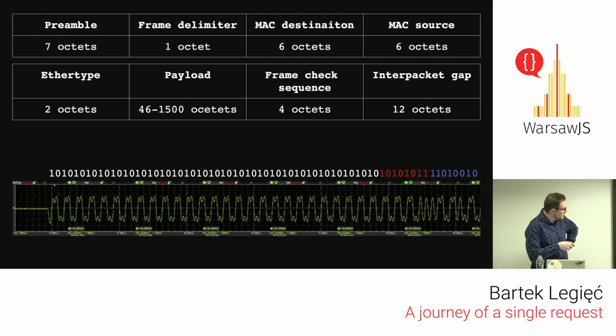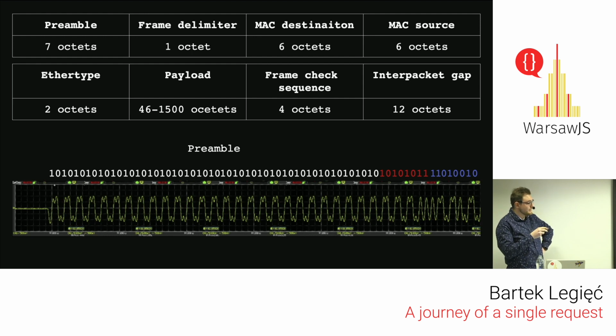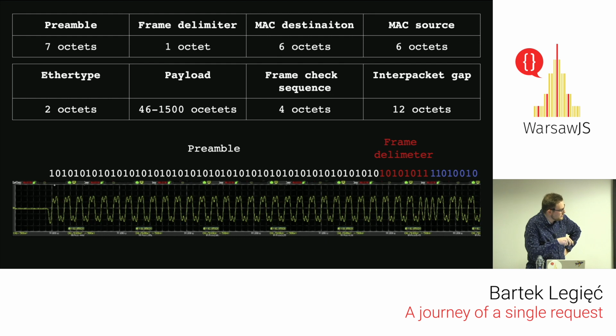And then we have this string of ones and zeros, which are alternating, so it's 1 0 1 0 for 56 bits. It is called the preamble, and you can see here that it is 7 octets. An octet is basically a byte. I don't know why it's called that, but it is. And you can see we have 1 0 1 0 1 0, and here we've got a frame delimiter. So we still have 1 0 1 0, but at the very end we have two 1s.